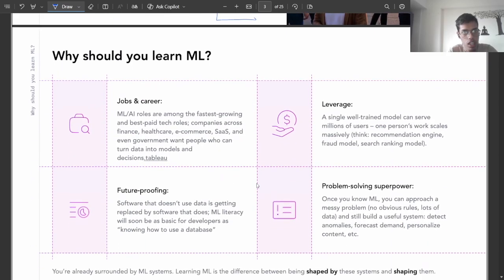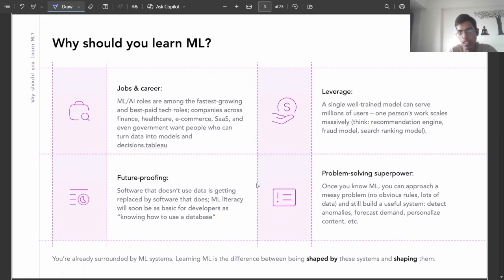Now, coming to the question of why you should learn ML: ML and AI roles are, as you can see, some of the fastest growing careers. Like the software development role in every company nowadays, it has crept into every big firm, and even startups are looking for roles in data science, machine learning, and all.